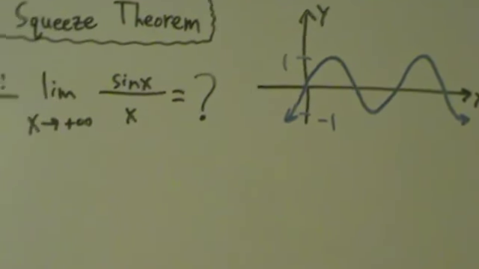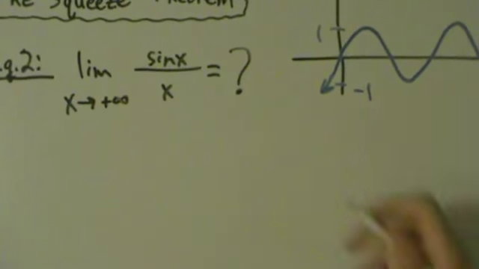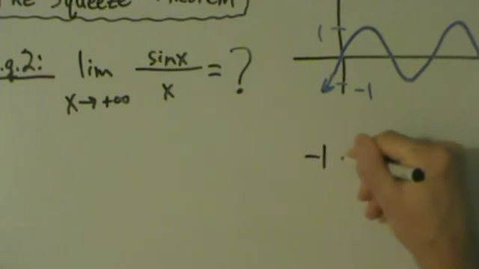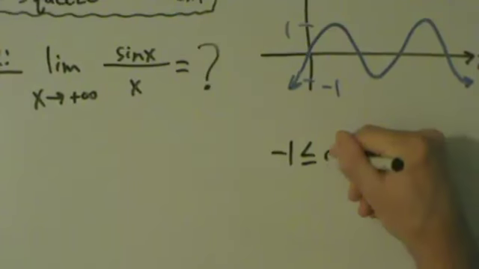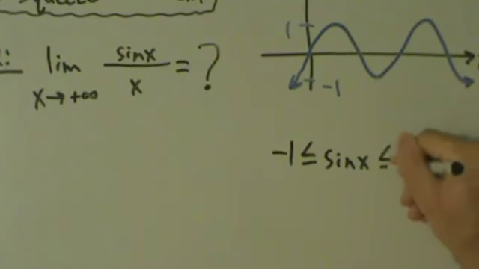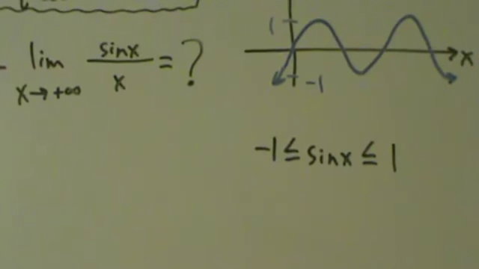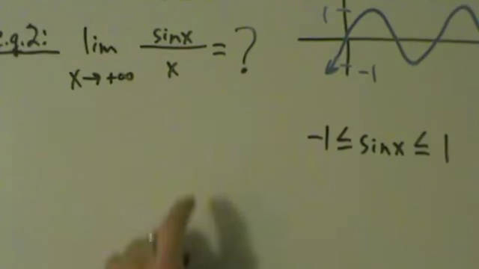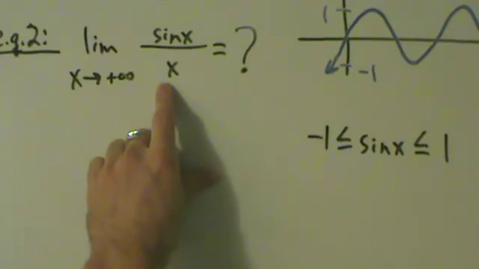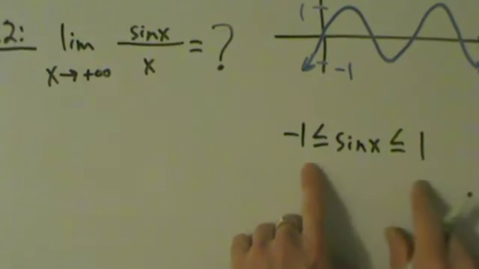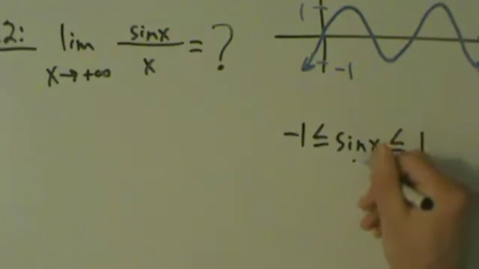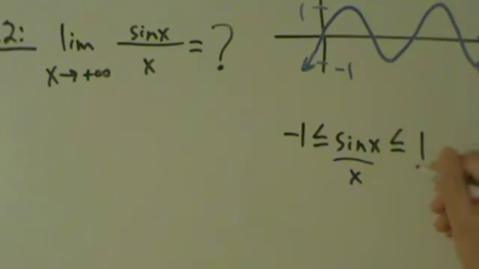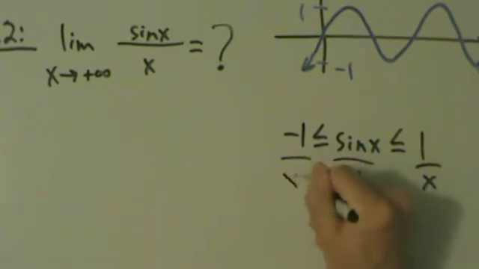So actually we know that negative 1 is less than or equal to sine of x is less than or equal to 1, right? We know that. So how's that helpful to us? Well, what we're concerned about is sine of x divided by x. So let's take this and divide everything by x. So if we divide that by x, then we have to divide this by x and divide that by x.